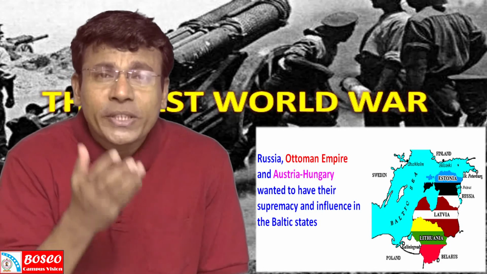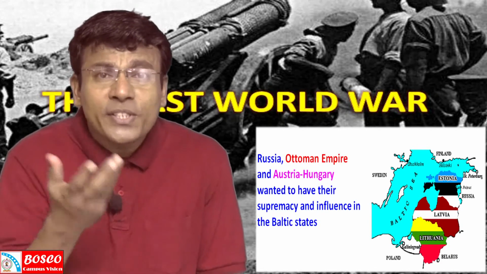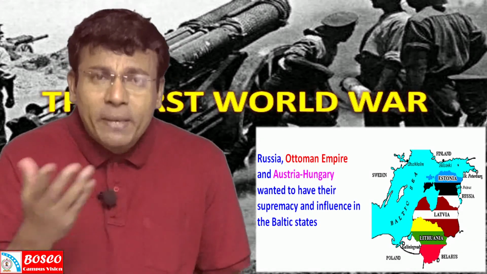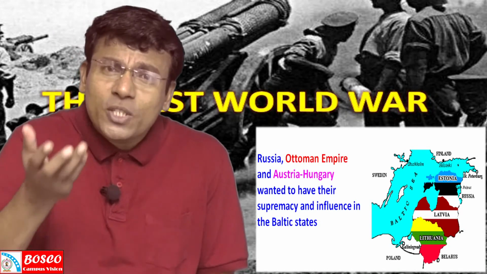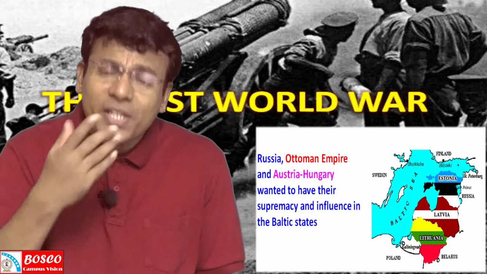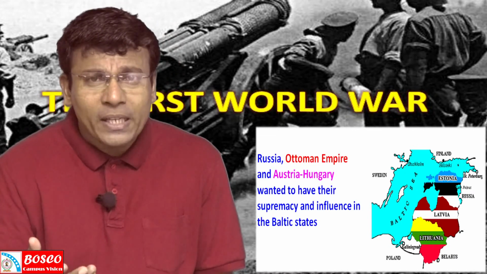There were other causes as well. Russia wanted to keep its influence in the Baltic states. The Ottoman Empire also wanted its supremacy in the Baltic states. Thus there was a fight for supremacy and influence by Russia, the Ottoman Empire and Austria-Hungary in the Baltic states.